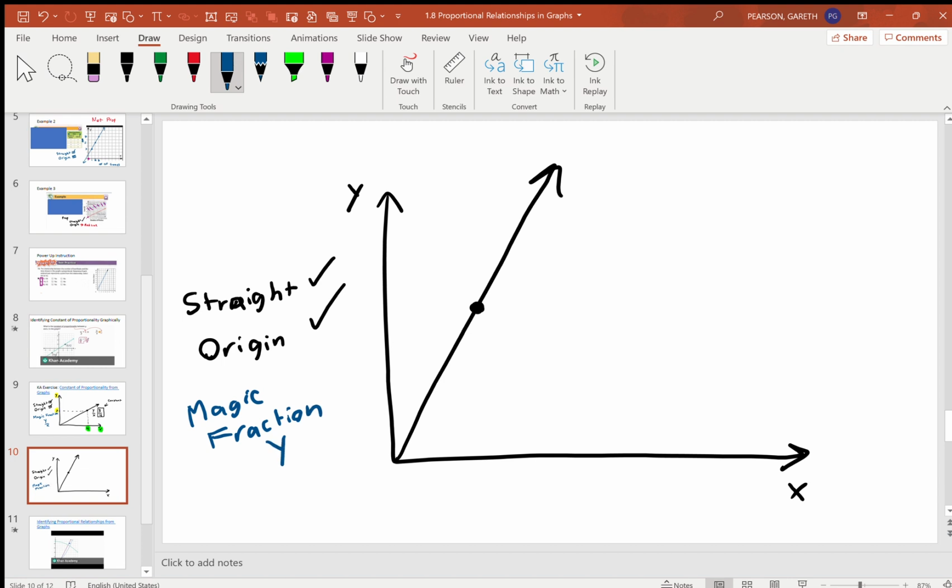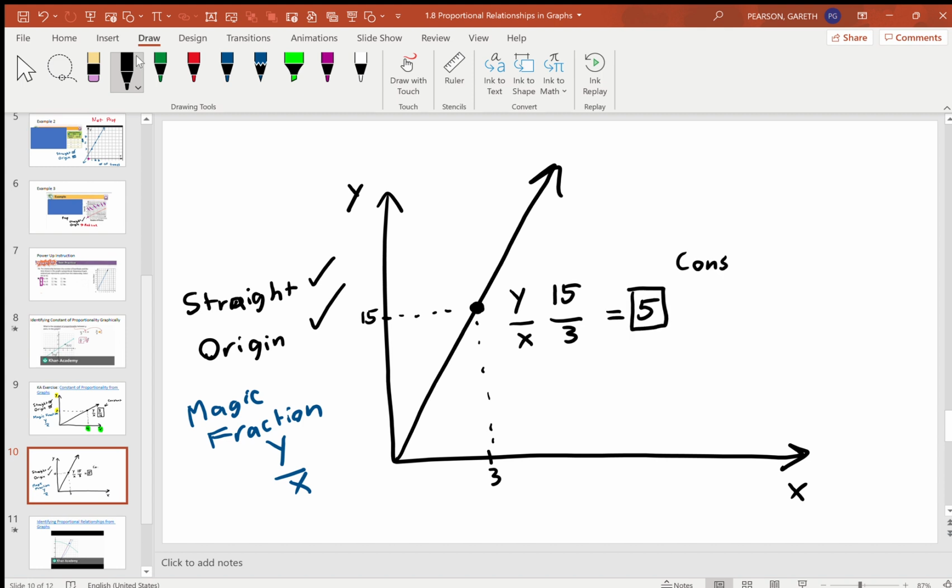So the magic fraction is y over x. Let's say for that point right here, this value is 15, and this value is 3. So if I'm doing y over x, my y is 15, and my x is 3. 15 divided by 3 is 5. My constant of proportionality is 5. Boom. It's that easy.